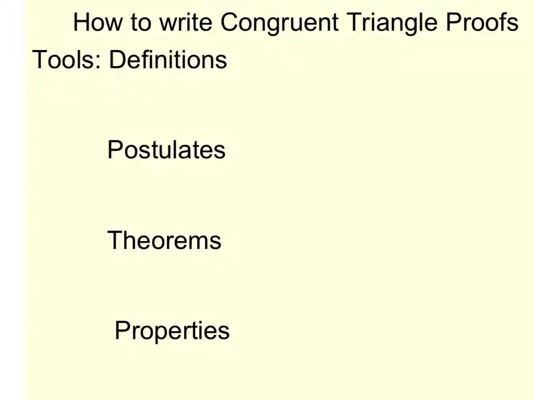Today we're going to learn how to write congruent triangle proofs. To write these proofs, we're going to need some basic tools. These are definitions, postulates, theorems, and properties. These are all going to serve as our reasons when we're justifying our statements.